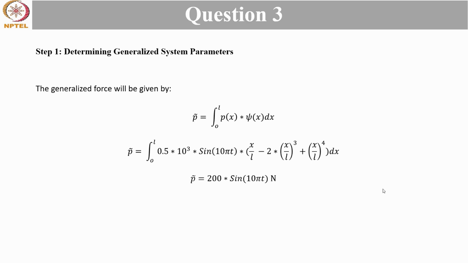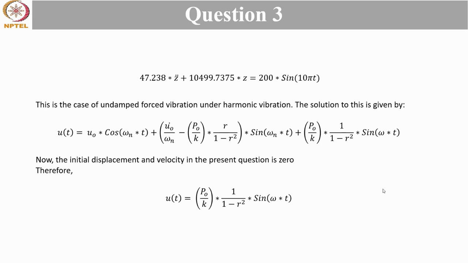Now we know the generalized mass, the generalized stiffness, and the generalized force. We don't need to know the generalized damping coefficient since damping is assumed to be 0 in the question. So the dynamic equilibrium equation will become 47.238 x double dot plus 10499.7375 z is equal to 200 sine 10 pi t. Now this is nothing but an undamped forced vibration condition for a single degree of freedom system.